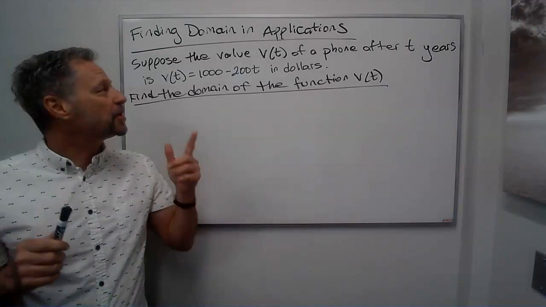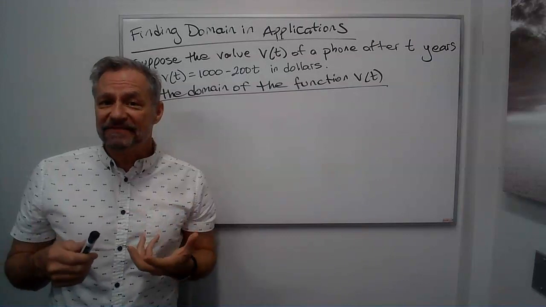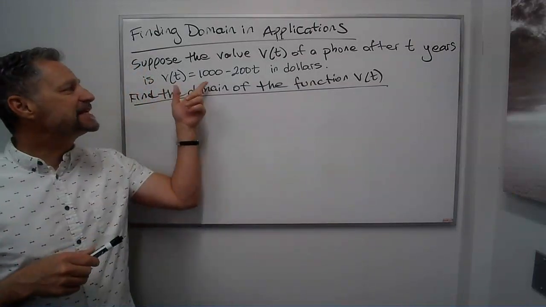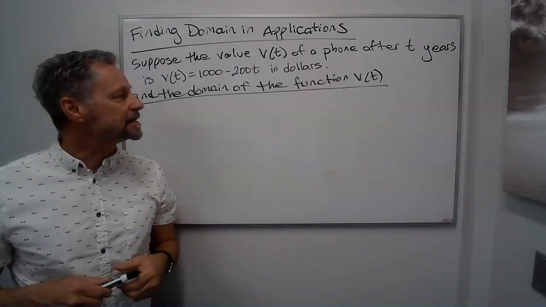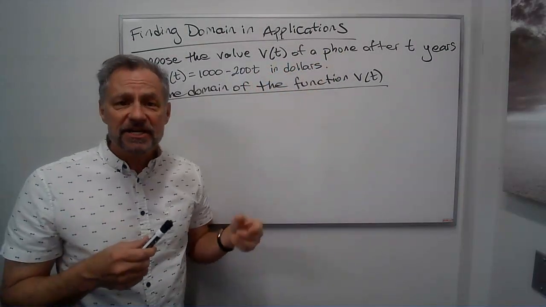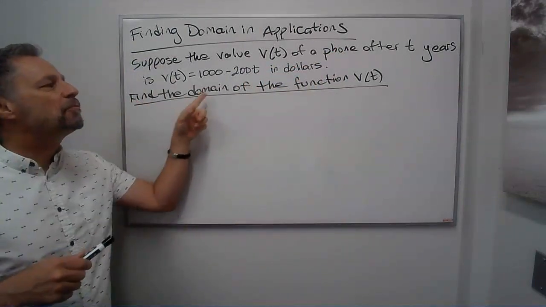Okay, so I've got this problem here. It says, suppose the value V of t of a phone after t years is V of t equals 1,000 minus 200t. V of t is in dollars, t is in years, that's time. It says find the domain of the function.